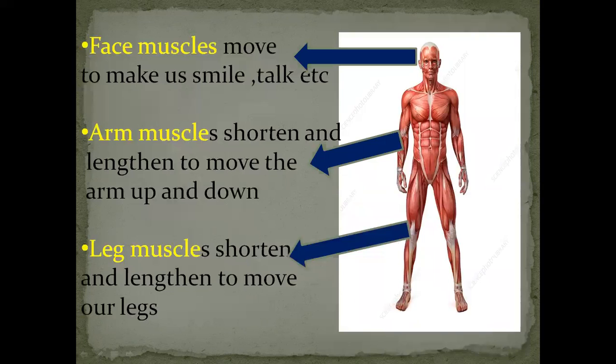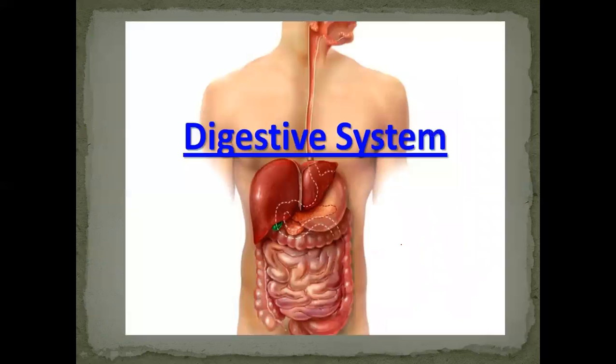Now, the muscles which are present in the facial region are called the face muscles. These muscles help us to smile and talk. The muscles which are present in the upper arm region are called the arm muscles, and these shorten and lengthen, and they help us to move our arm up and down. And the muscles which are present in the leg region are called the leg muscles, and they also shorten and lengthen. They help us to move our legs.